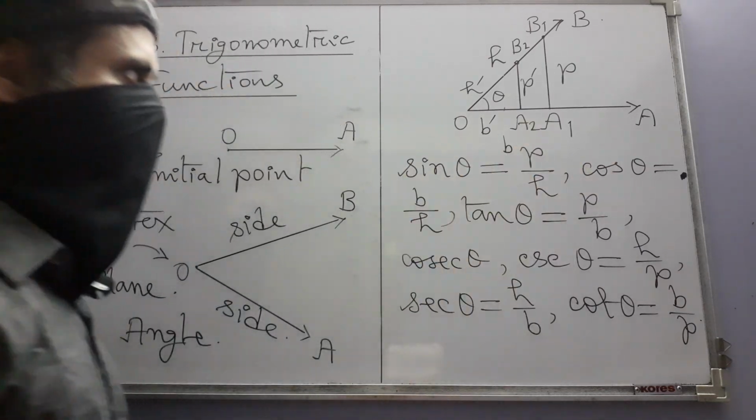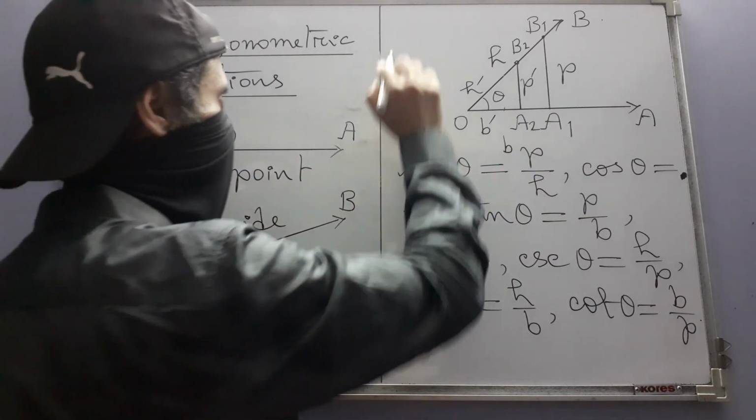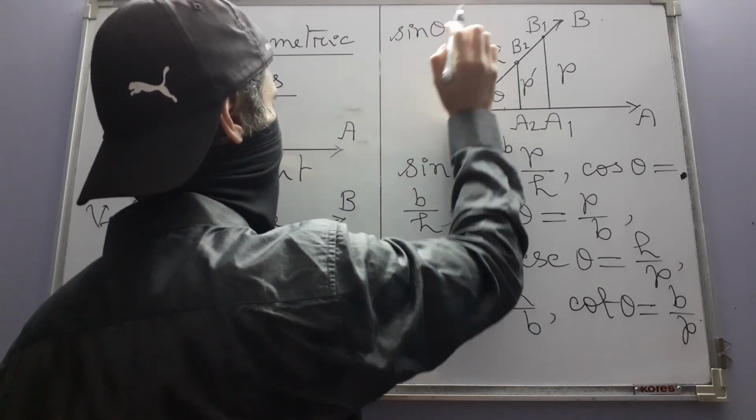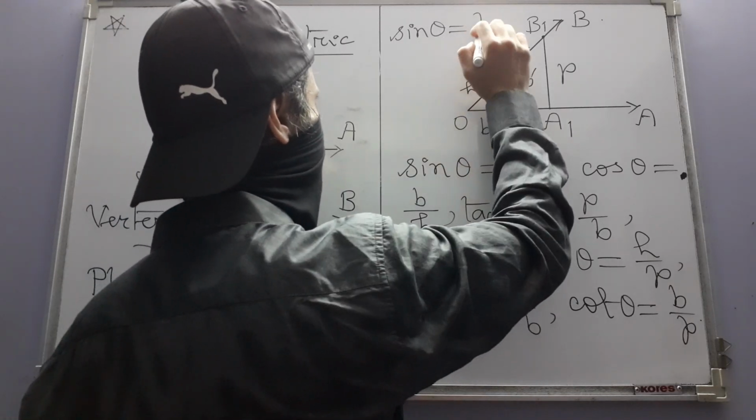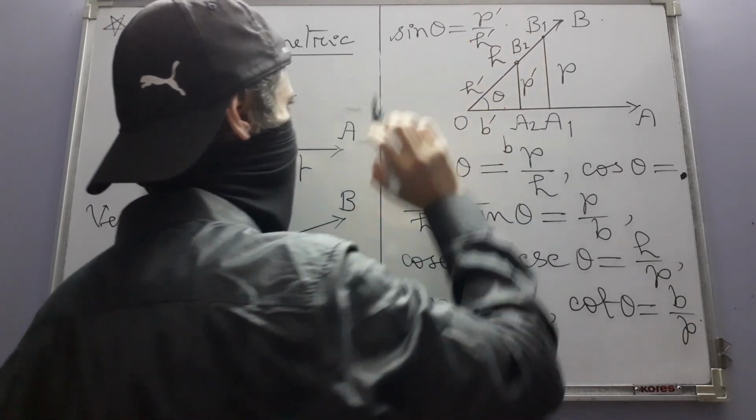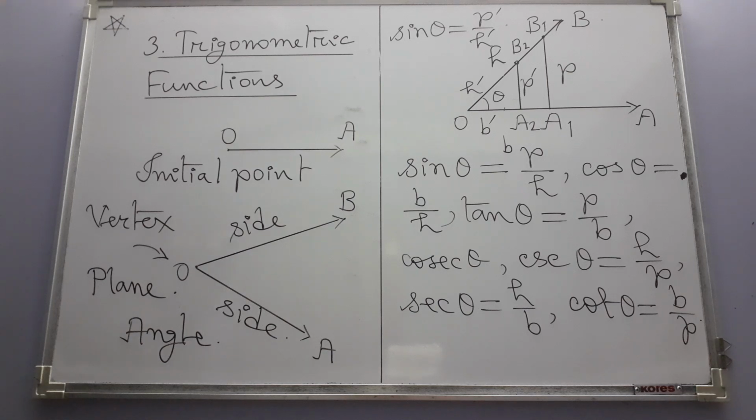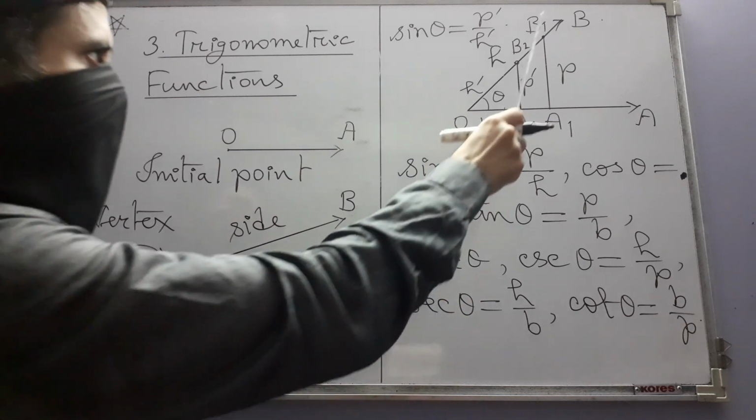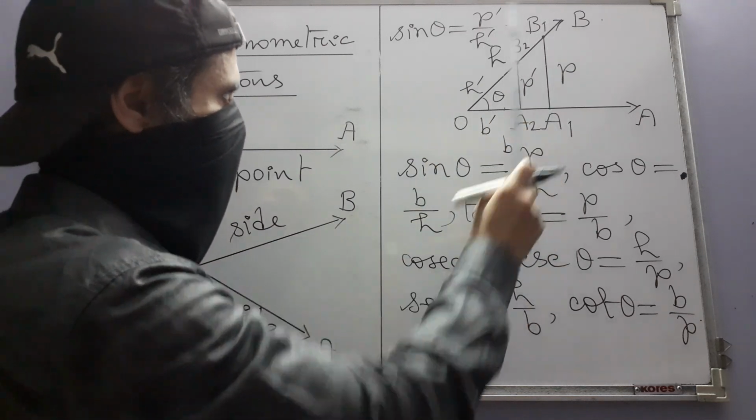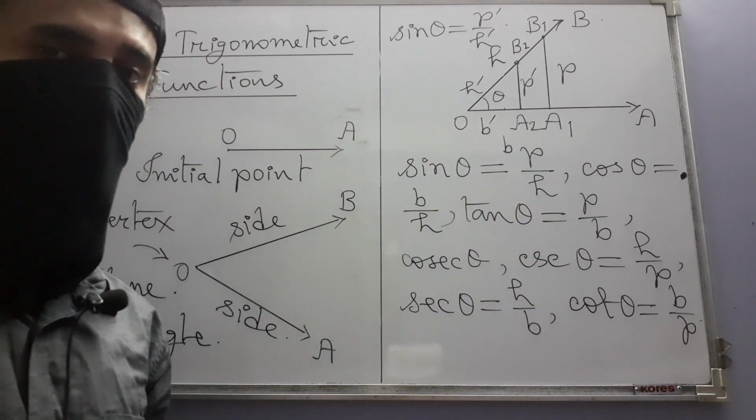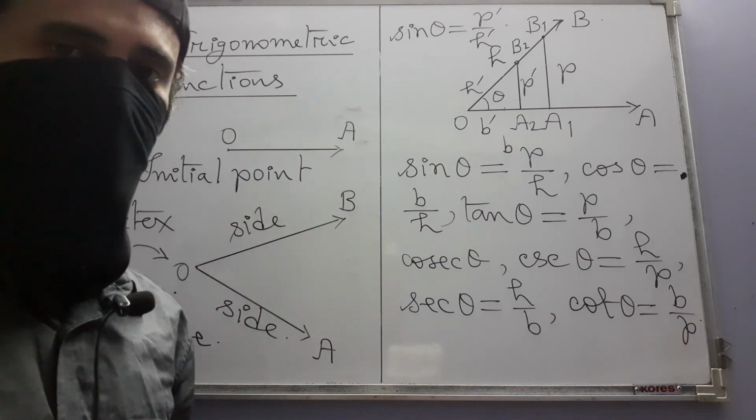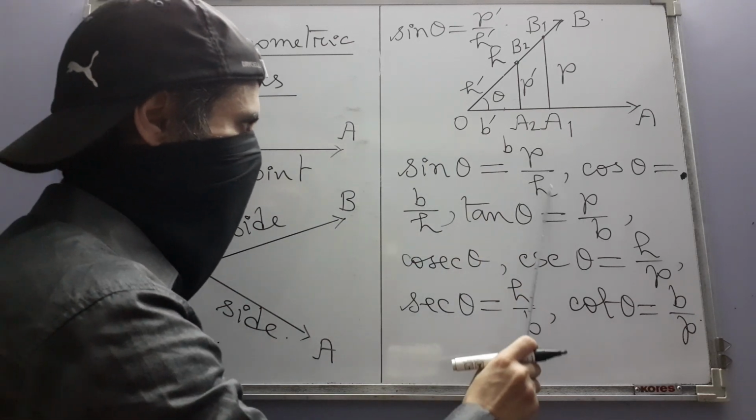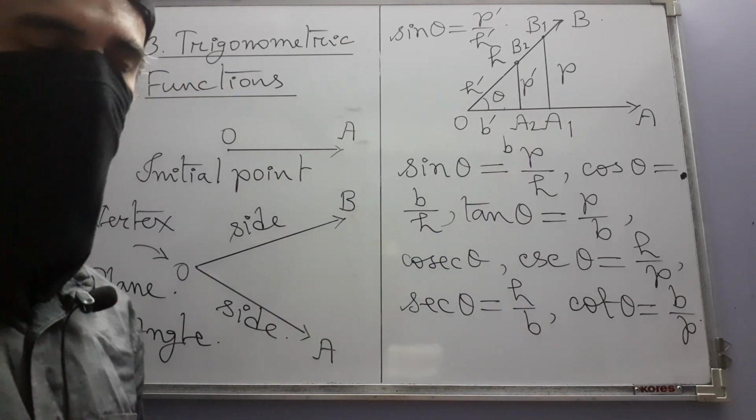Will you get the same ratios? Yes. For example, if using this smaller angle, the smaller triangle, I write sine theta, it will now be P prime divided by H prime. Of course, P prime is smaller than P, H prime is smaller than H, but because these two triangles OA1B1 and OA2B2 are similar, the corresponding sides are in the same ratio. So we end up getting the same ratio, although these individual numbers may be different.